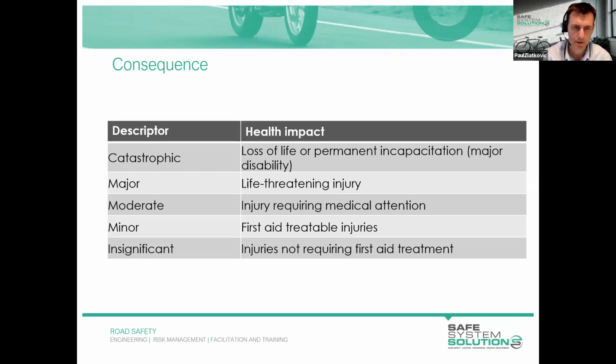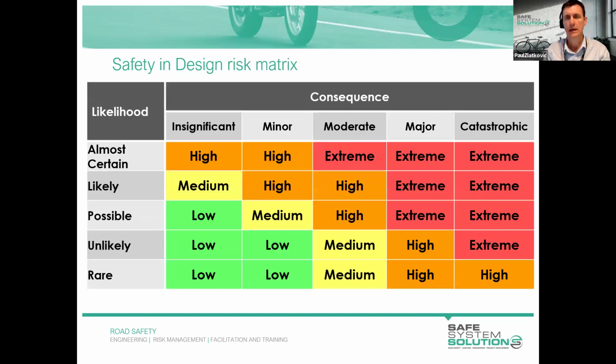So we'll move on to the matrix here. We use a combination, as I said, of likelihood and consequence to arrive at a risk level. As a very basic example, if we had a consequence of moderate and a likelihood of possible, we'd have a risk rating of high. It's as straightforward as that.